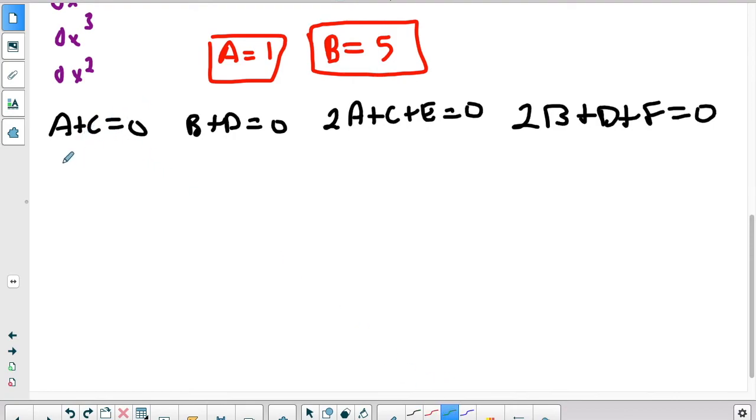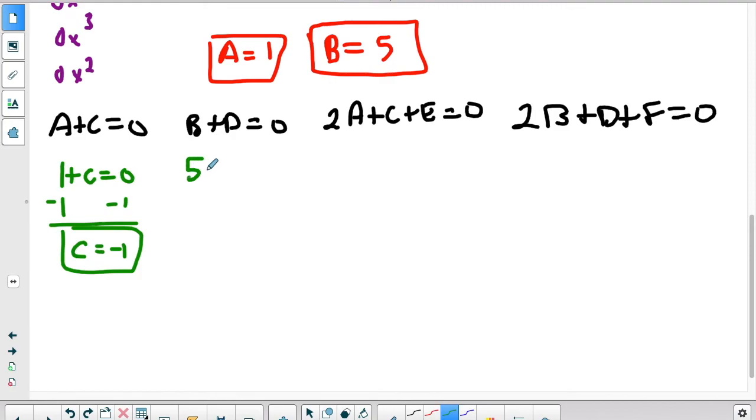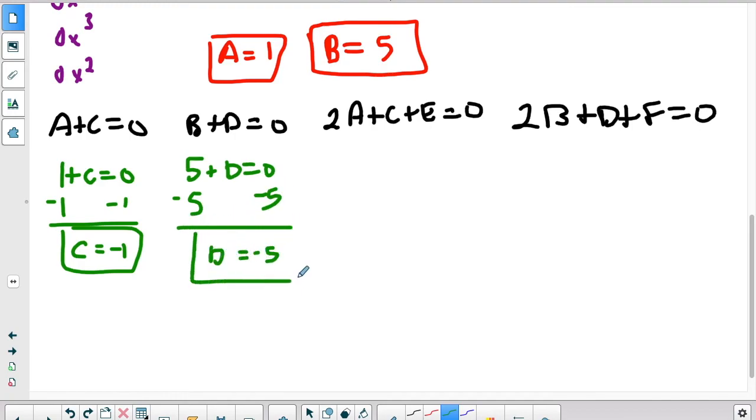Since we know a is 1, so 1 plus c is equal to 0. Subtract 1 from both sides, so we get c is equal to -1. So we found c. Now we know b is 5, so I have 5 plus d, we don't know what that is yet, is equal to 0. So I can subtract 5 from both sides, which tells me that d is equal to negative 5. We got that one done.